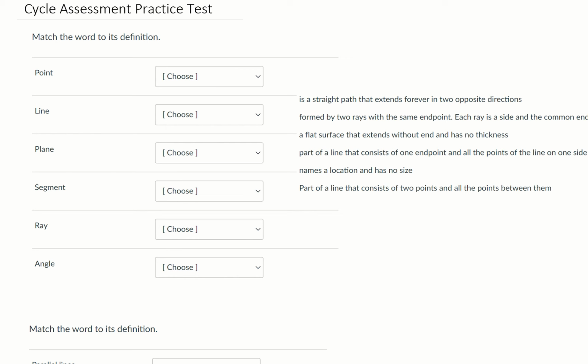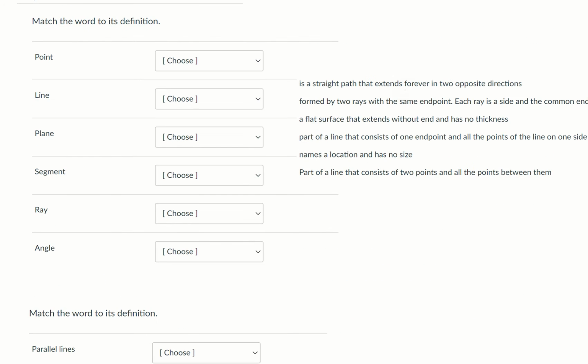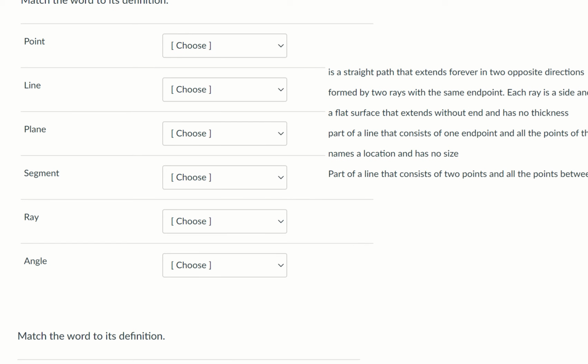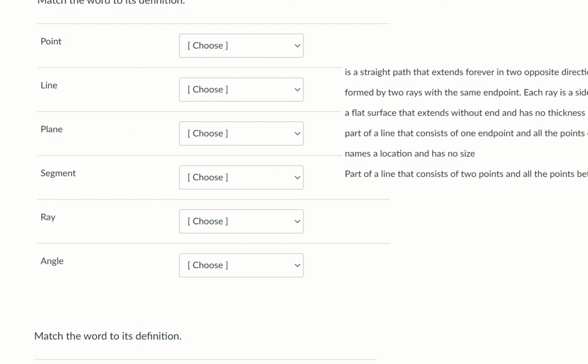So first off, we want to match the word to its definition. So we got a couple of vocab questions in that practice. So you got to know what a point is, a line is, and so on. So a point is generally a location in space. It has no definite size or definite thickness or anything like that. So point here, it names a location in space and has no size.